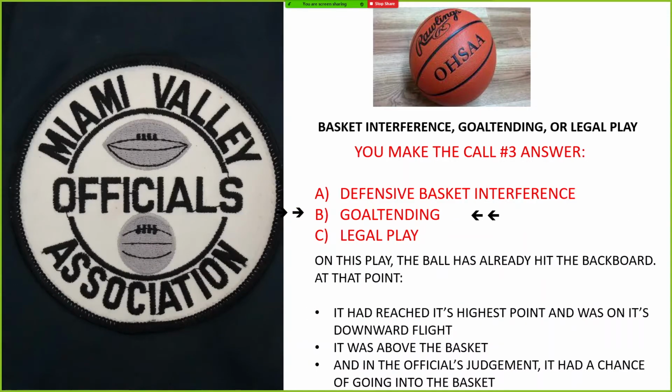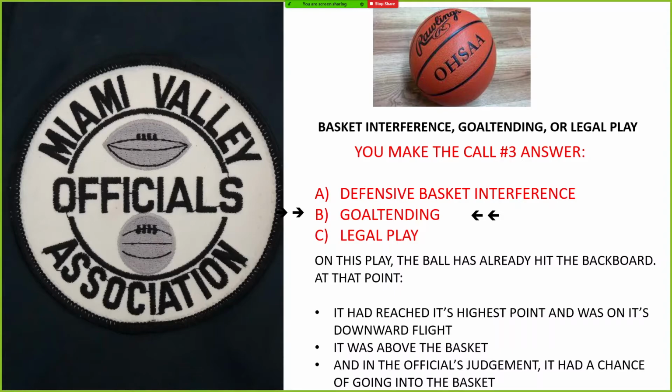Rule 9-12 penalty. On this play, the ball has already hit the backboard. At that point, it has reached its highest point and will be on its downward flight. If the ball is above the basket and in the official's judgment has a chance of going in the basket, the defensive player cannot touch it without risk of being called for goaltending.